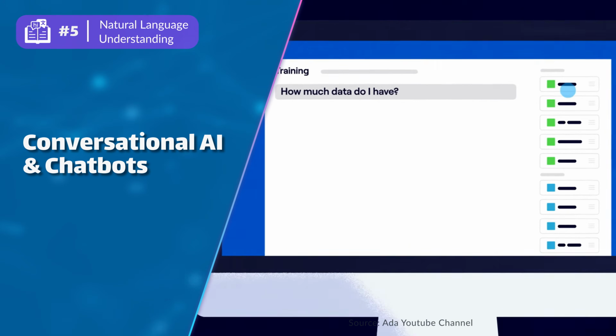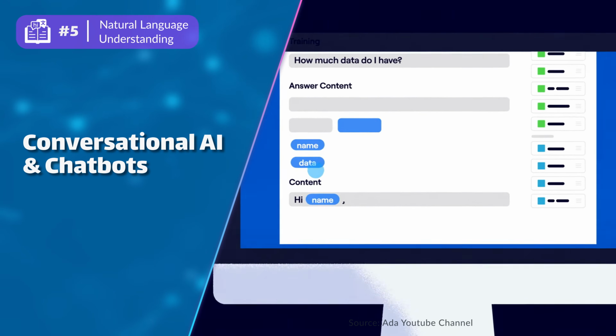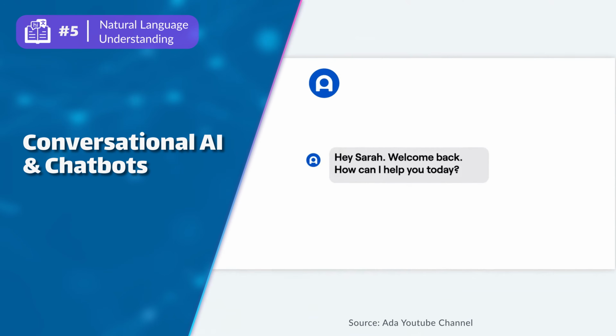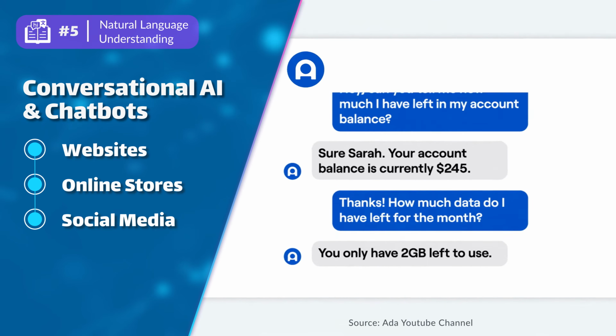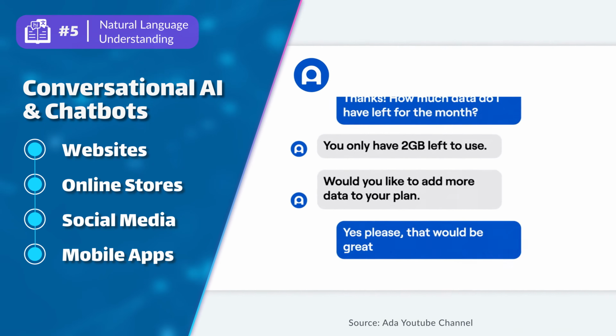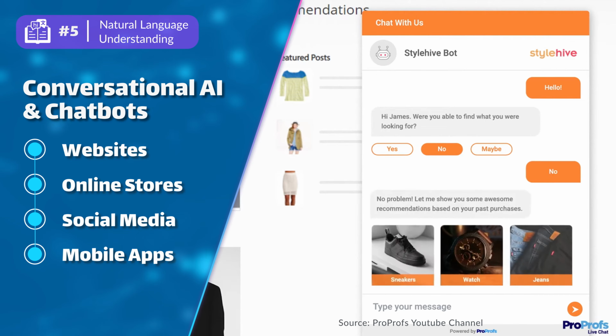AI-powered chatbots can recognize speech and text, understand intent, and respond in a human-like manner. These smart chatbots can be integrated into websites, online stores, social media channels, and mobile apps to assist with customer inquiries and tasks, reducing the burden on customer support teams and enhancing customer satisfaction.